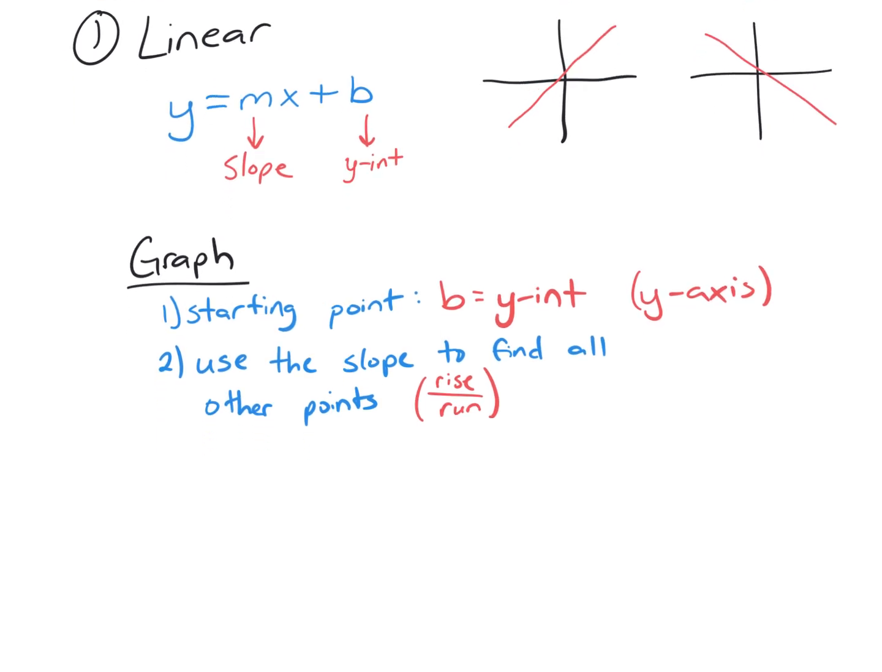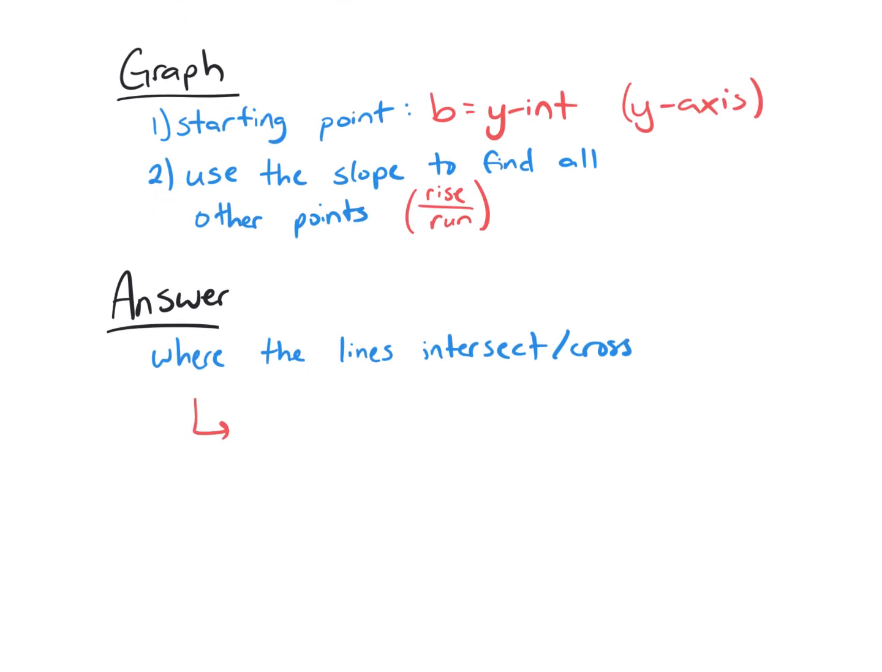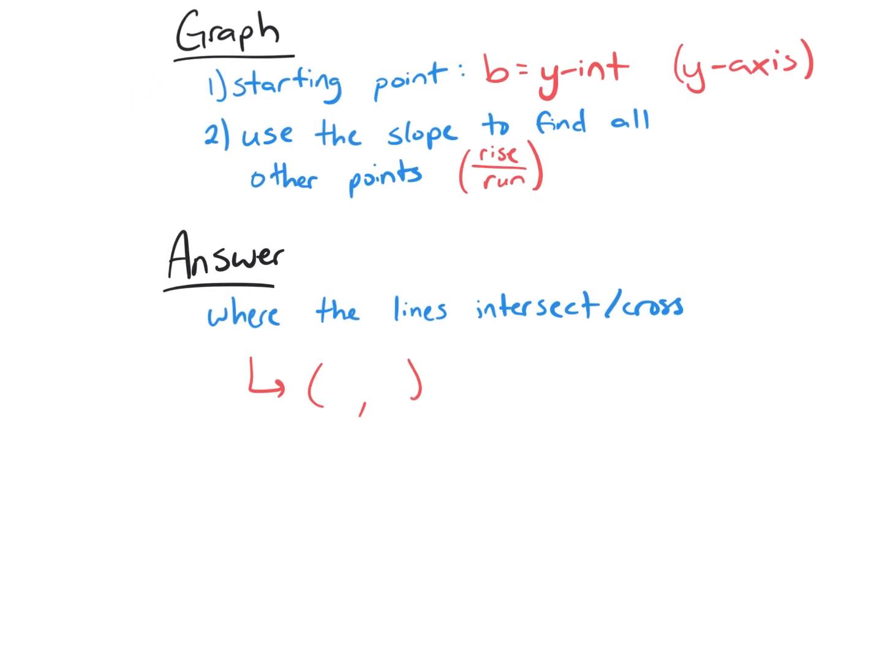Okay? And then what's my answer for these graphing ones? Where they cross. Yep, where the lines intersect. And then last thing, how do I write my answers? Coordinates. That was one of them, linear. There were two other ones. What are the two other graphs?